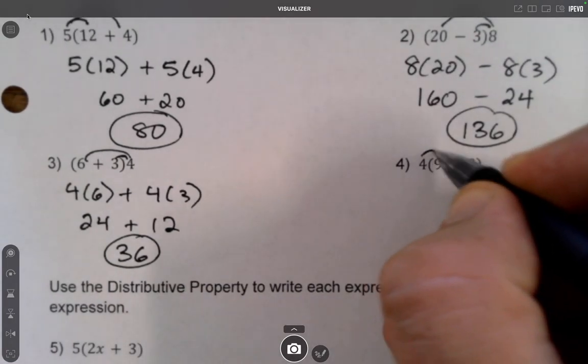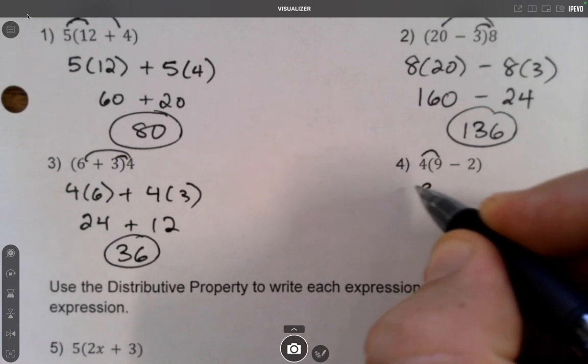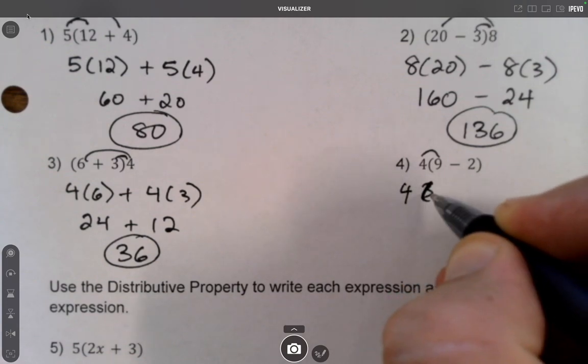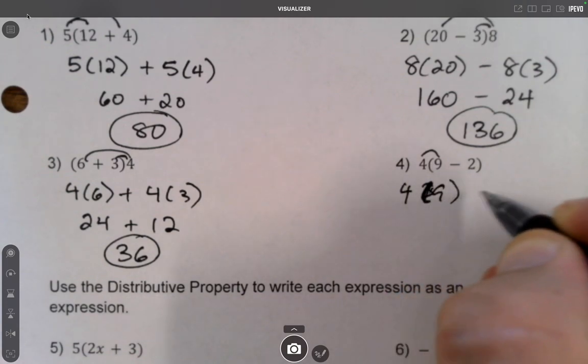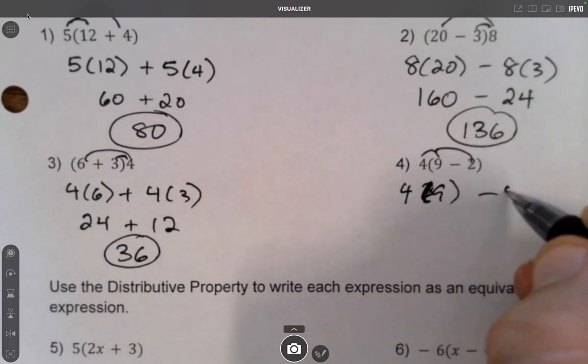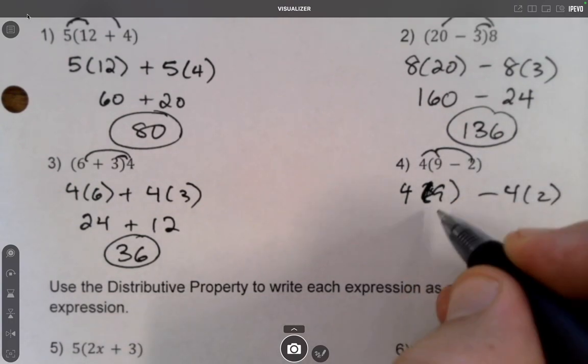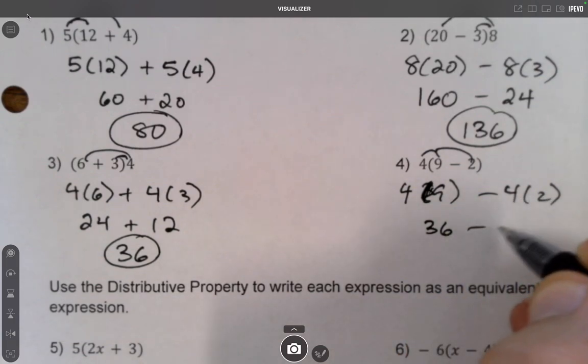On number 4, 4 times 9. Sorry, let me write it out. You don't have to write this step out, but I'm going to for this lesson. Minus 4 times 2. 4 times 9 is 36. 4 times 2 is 8.